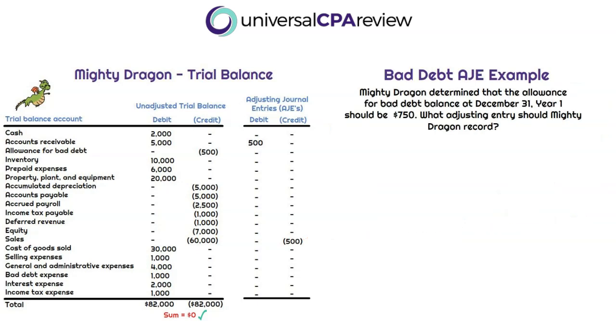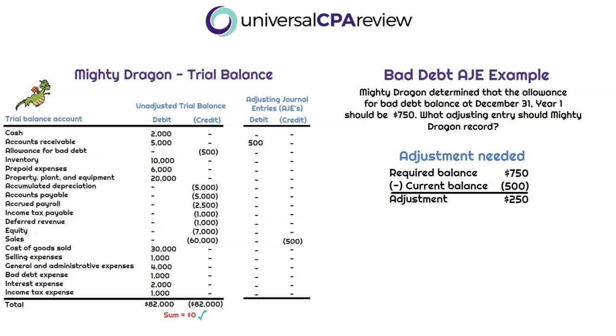The next account we're going to focus on is the allowance for bad debt. Now, you'll learn the different methodologies for recording the allowance for bad debt in later modules, but for now, all this says is that basically Mighty Dragon determined that the year-end balance should be $750. But when we look at our unadjusted trial balance, the balance is $500, right? So what is the adjustment needed? Well, we would take that required balance of $750, subtract the current balance of $500, and that means the adjustment we need to record is $250.